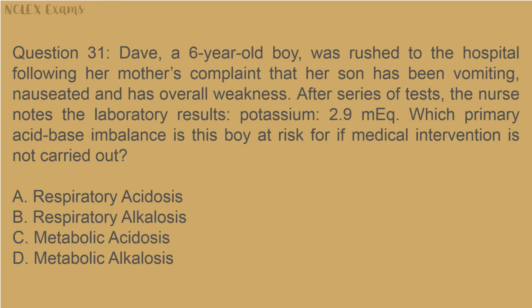Question 31. Dave, a 6-year-old boy, was rushed to the hospital following her mother's complaint that her son has been vomiting, nauseated, and has overall weakness. After a series of tests, the nurse notes the laboratory results: potassium, 2.9 mg. Which primary acid-base imbalance is this boy at risk for if medical intervention is not carried out?